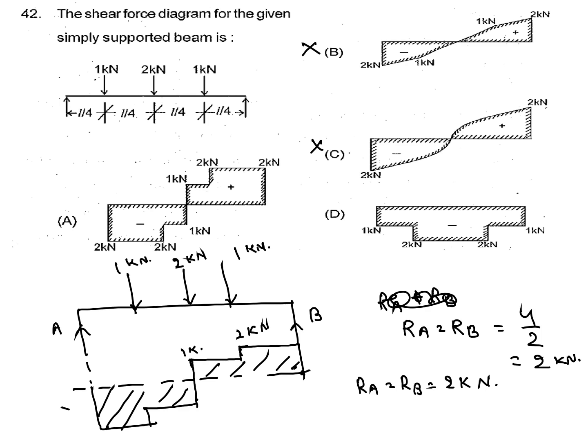From here also we can answer the question. RA and RB we got 2 kilonewton. In D it's 1 kilonewton and 1 kilonewton. So this is not possible. A is our answer. This type of question they are asking in IAS. So this is very important for IAS.